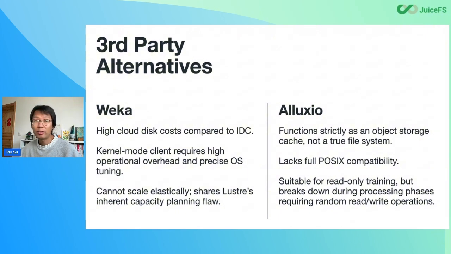Okay, because of this limit, many teams also look at third-party storage products. Let's talk about 2 common names first, Vika and Alluxio. First, Vika is often very strong in performance, but in the cloud it is usually built on block storage like EBS. That means the base resource cost is often much higher than using local disk in your own data center.